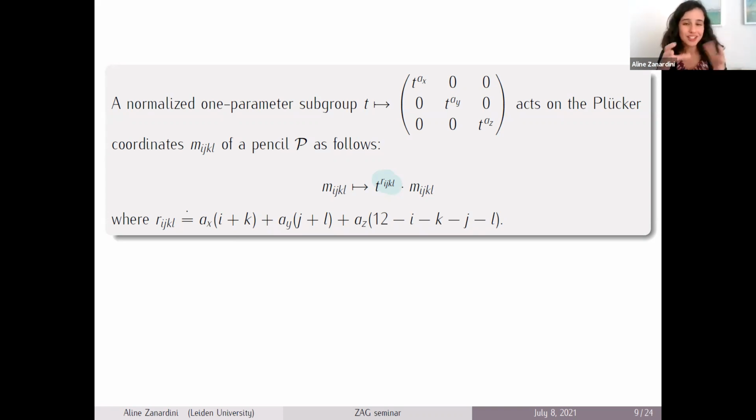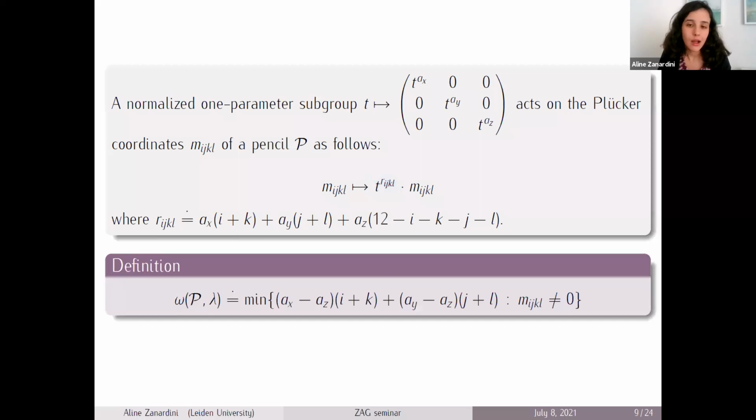And now the next thing I want to do is to introduce an analog of the Hilbert-Mumford weight, but I'm going to adjust the definition a bit. That's because it's going to be useful later. It makes it a bit easier to relate to the log canonical threshold. So here is the definition. We're going to define this omega. We fix the one-parameter subgroup lambda, and then we define this omega of P with respect to it, and it's the minimum of this set.